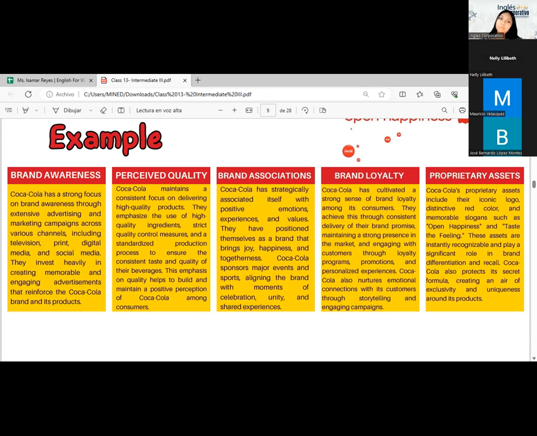Durability, right? Durabilidad. Guarantee. Very good. ¿Con qué usted asocia a la marca?